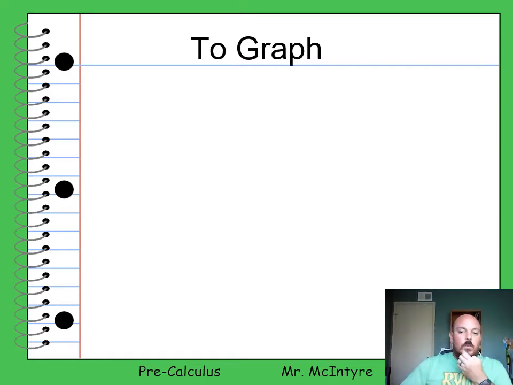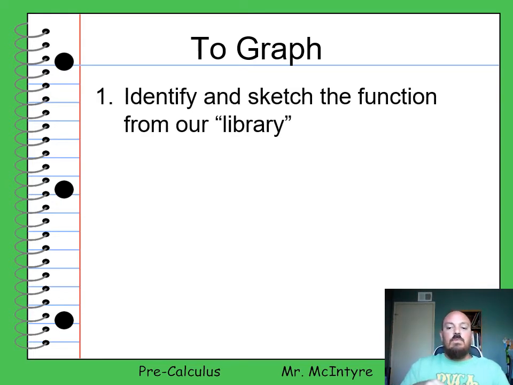So, when you go to do a graph, the key to a graph is to know how to do these transformations separately, but also to be able to do more than one or even all of them at the same time. So when you're doing these graphs, step 1 is to identify and sketch the function from our library. The first thing we talked about today. You can't do a transformation if you don't have something to transform. So you get that starting graph down. You got to know those 5 graphs I showed you. Start with one of those.